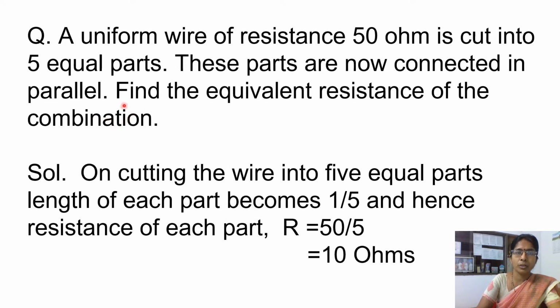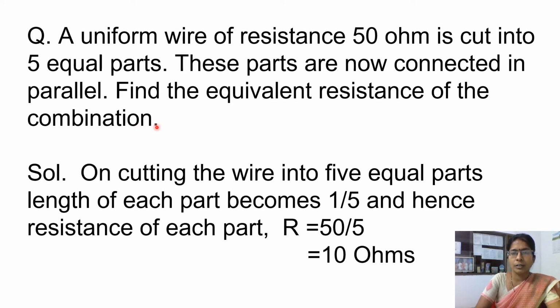I repeat the question. A uniform wire of resistance 50 ohms is cut into 5 equal parts. These parts are now connected in parallel. Find the equivalent resistance of the combination.